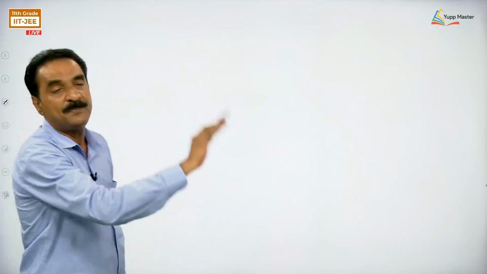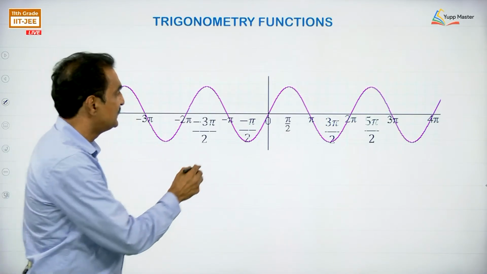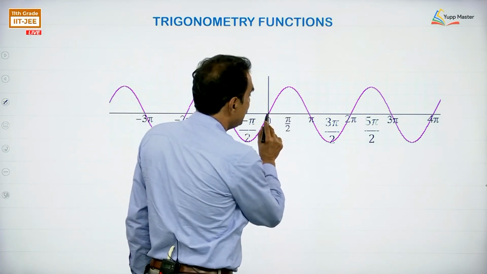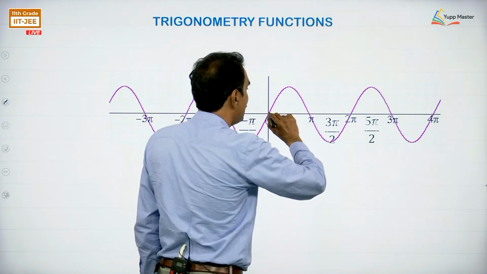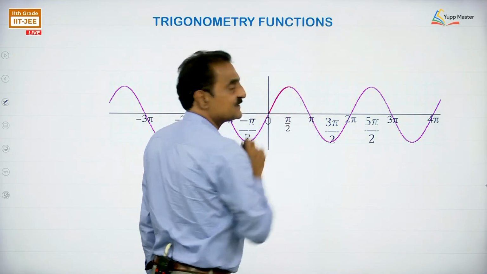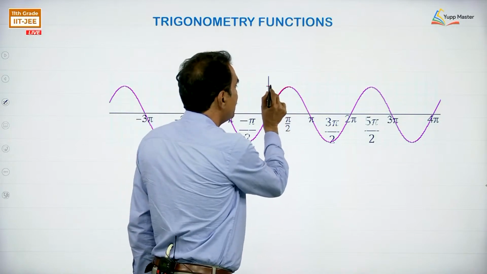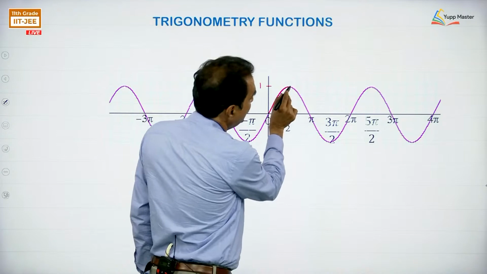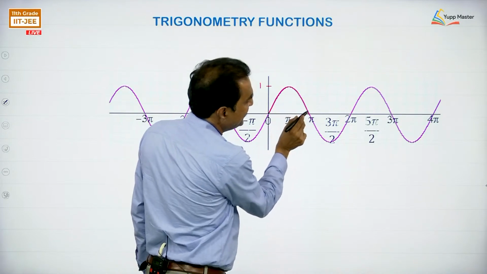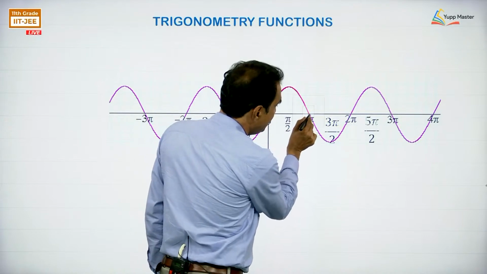Now let us see the complete graph of sin x. When the angle changes from 0 to 90 degrees or pi by 2, the value of sin x increases like this. At pi by 2, it reaches the value 1. From there, it decreases and it becomes 0 when the angle becomes pi. From there, it further decreases.